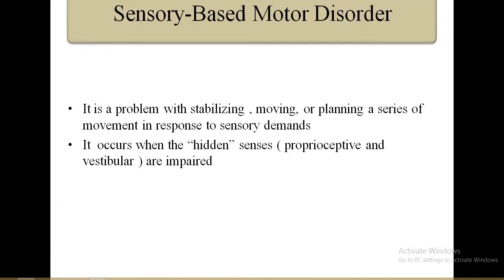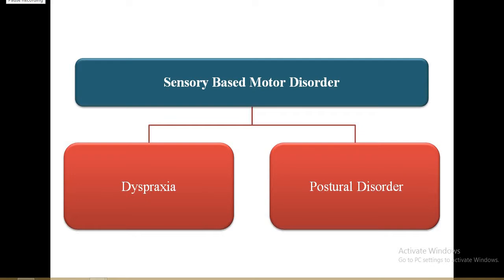The second type of sensory processing disorder is sensory-based motor disorder. It is a problem with stabilizing, moving, or planning a series of movements in response to sensory demands, and it occurs when the hidden senses, proprioceptive and vestibular, are impaired. There are two types of sensory-based motor disorder we can see. The first one is dyspraxia and the second one is postural disorder.